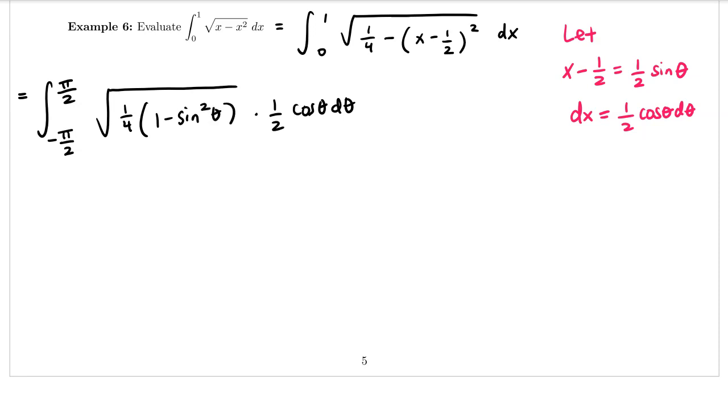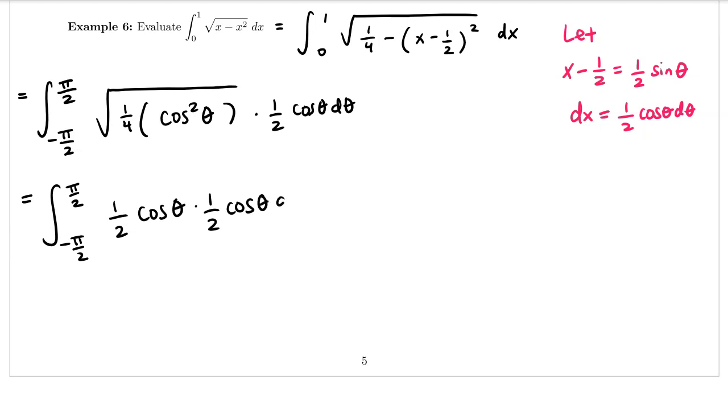And then 1 minus sine squared theta, based off our Pythagorean identity, is equal to cosine squared theta. And now I can go ahead and take the square root of that. So that's going to equal the definite integral from negative pi over 2 to pi over 2 of the square root of 1/4 times cosine squared theta, which is going to give me 1/2 cosine of theta. And then we have times 1/2 cosine of theta d theta.